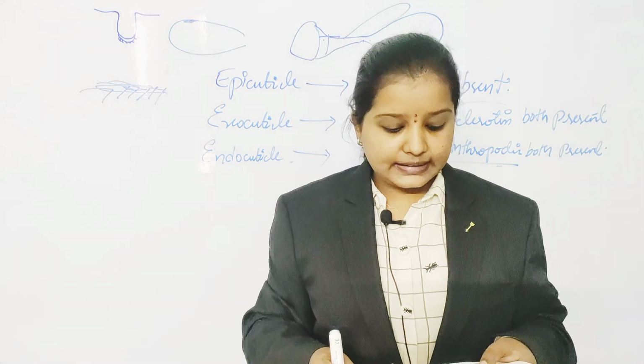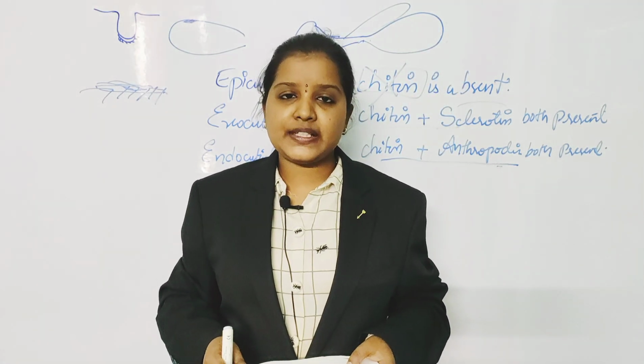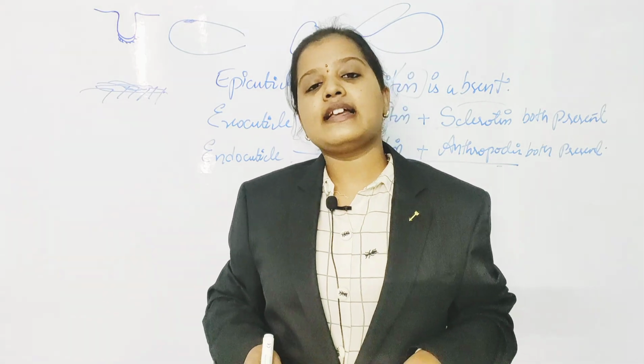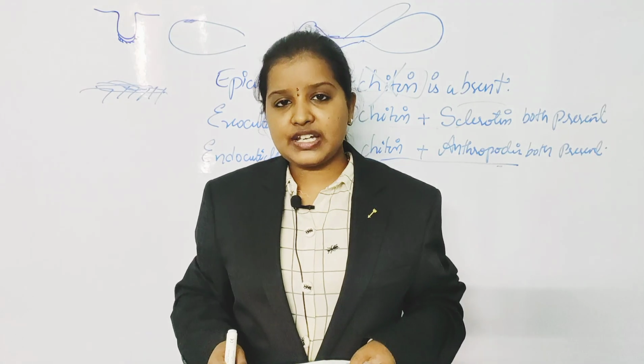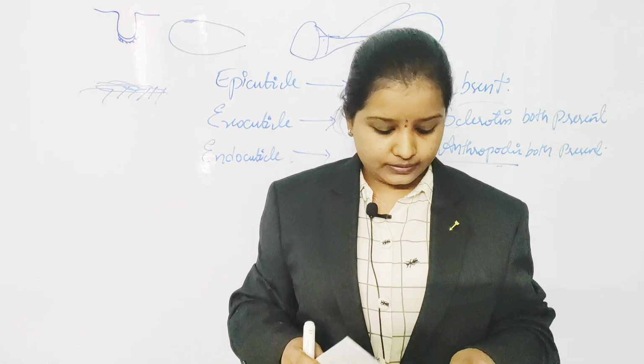Antennae are absent in the class... In which class antennae are absent? In case of arachnids, that means spiders, the antennae are completely absent. Whereas in case of crustaceans, there are two pairs of antennae.